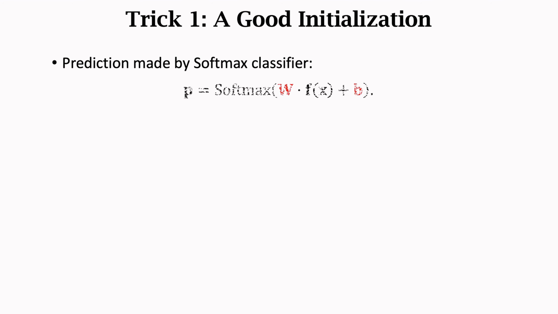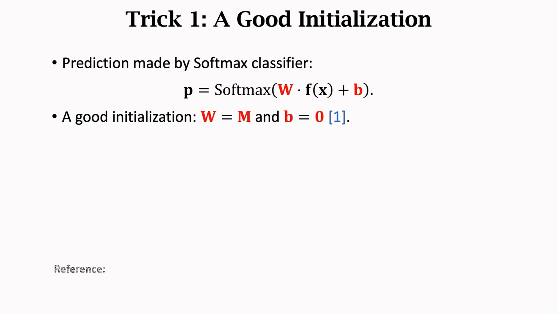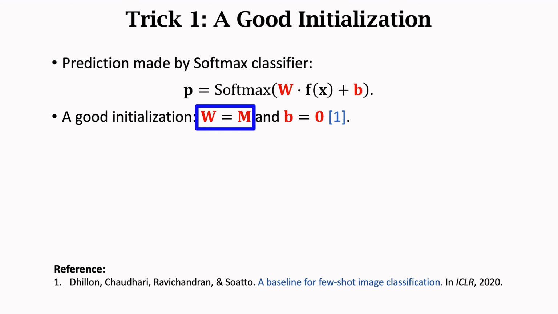When fine-tuning the model, we seek to train a softmax classifier on the support set. Matrix W and vector B are trainable parameters of the softmax classifier. A good initialization is very helpful, especially when the support set is small. Random initialization is not a good option. Instead of using random initialization, we can use matrix M to initialize W.